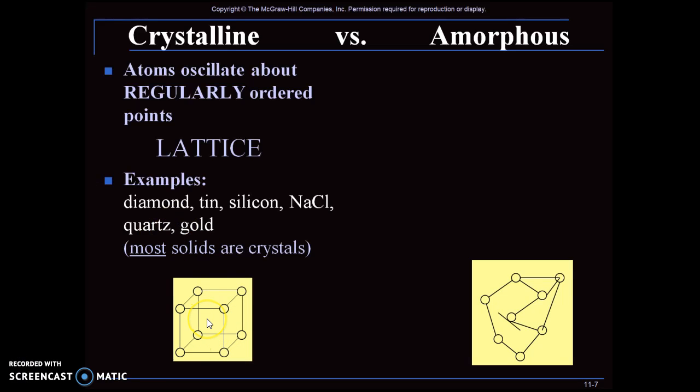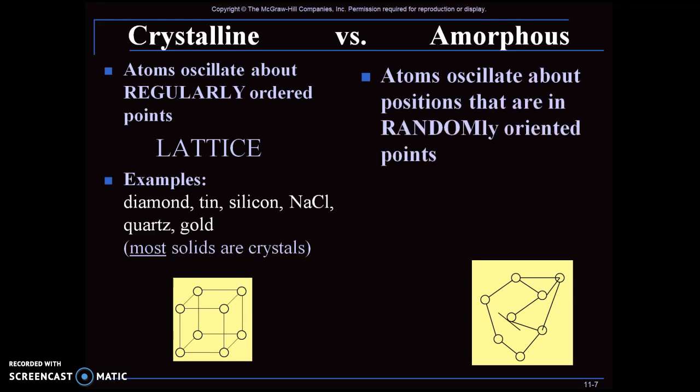You can see that this main structure is used in, let's say, diamond or any other material. All these structures are used in order to make the bigger structure. So that's what crystalline is. You will have this kind of structure all over, and that's the crystalline structure. Some examples of crystals are diamonds, tin, silicon, sodium chloride, quartz, gold. So you can see that most of the solids are crystals.